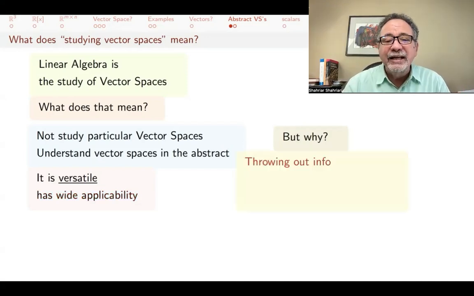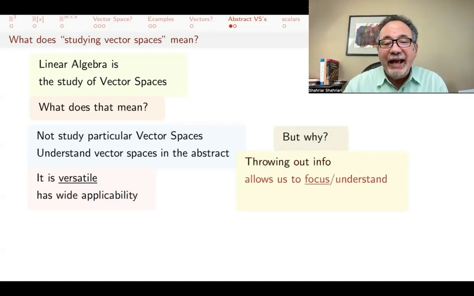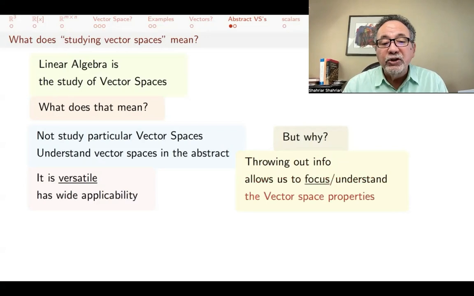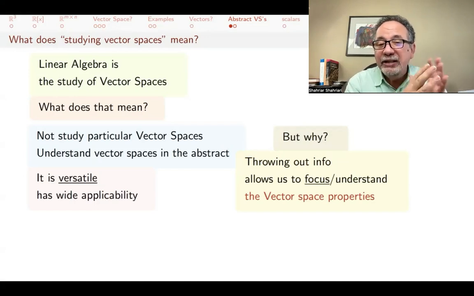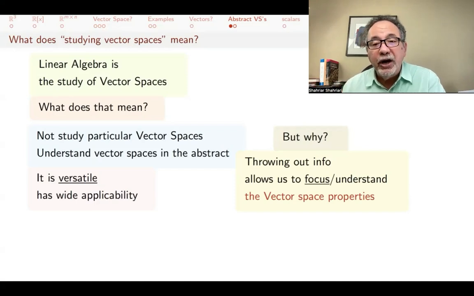But more important than that is that you are throwing out information. By throwing out information and focusing on just the vector space aspect of a mathematical object, we're able to understand those properties much better and be able to create connections. We see what Rn has in common with polynomials, what that has in common with matrices. If we know something in Rn, can we take that concept, that idea, and move it over to functions? Can we move it over to complex numbers?